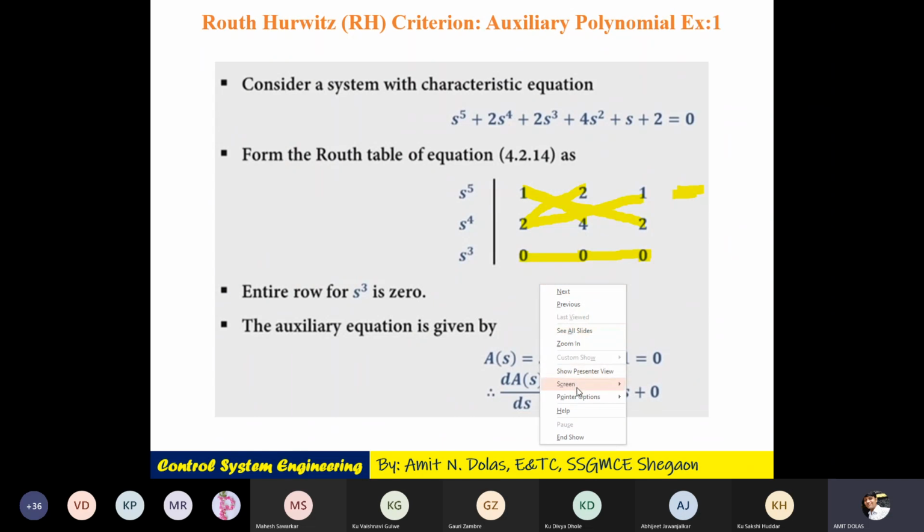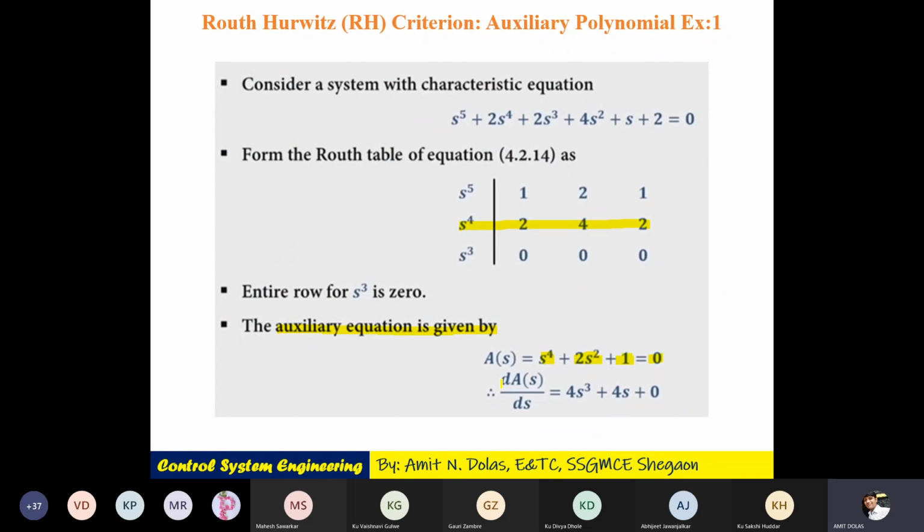So what we do in this case, we go for the upper line, that is, the row above where the 0 is, we take the s4 row, s to the power 4. Therefore the auxiliary equation is given by 2s to the power 4 plus 4s square plus 2. Divide the complete equation by 2, or take 2 common. It will be s to the power 4 plus 2s square plus 1 equal to 0. Then we differentiate this with respect to s. It will be 4s cube plus 4s plus 0.